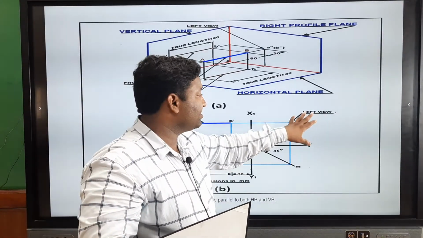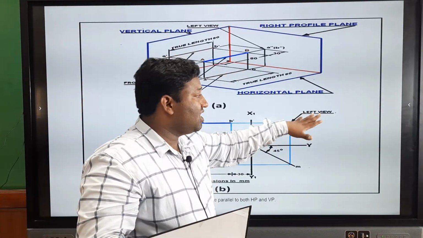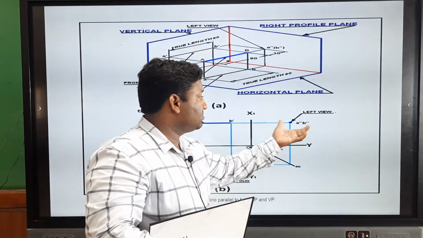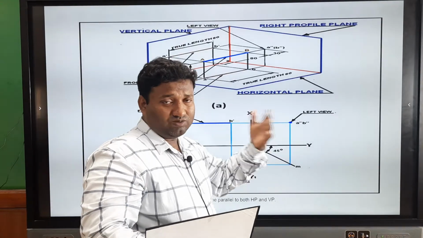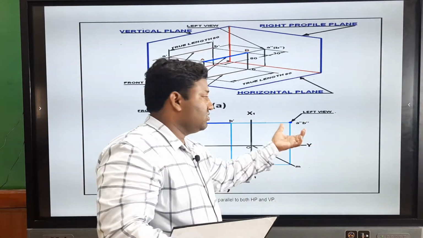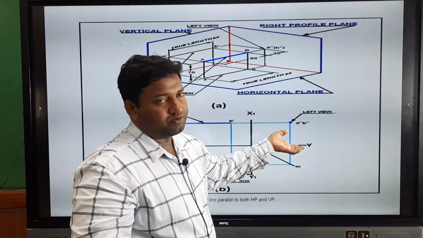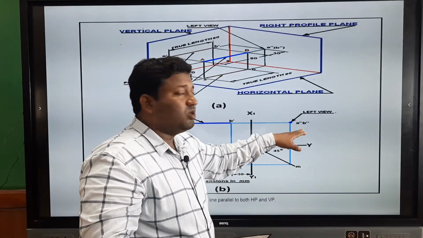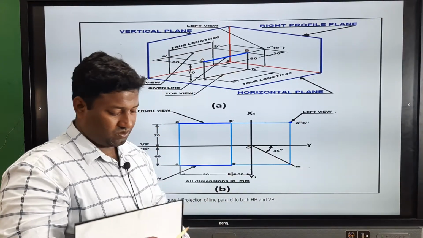I am representing the side view, that is the left view. I am viewing from the left, so here I am representing the left view. I am seeing from the right, but I am representing it on the other side. This is the way of representing the side view. So, double complement represents the side view.